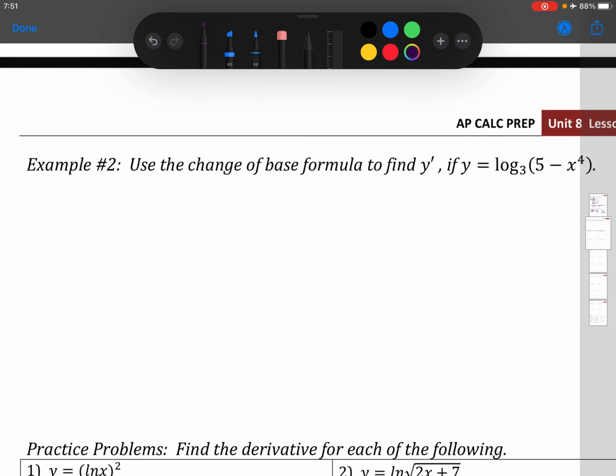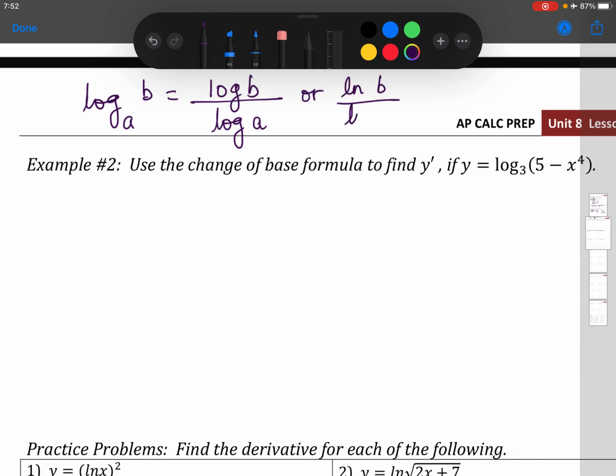So example 2. Before I even start with example 2, I want to talk to you about the change of base formula. You usually don't need it, but when you don't have access to a calculator, you do need to know the change of base formula. So let's write this down up here. Log to any base a of b is equal to log b, and again, you can write it as any base. I'm going to use common log, or you can write natural log, ln of b over ln of a. A was your base, so remember the base goes in the basement, so that's why I wrote it as log a. So that's kind of how I remembered it.